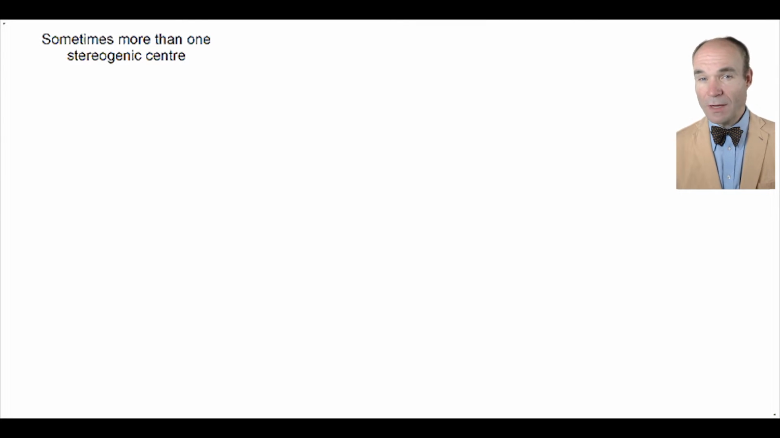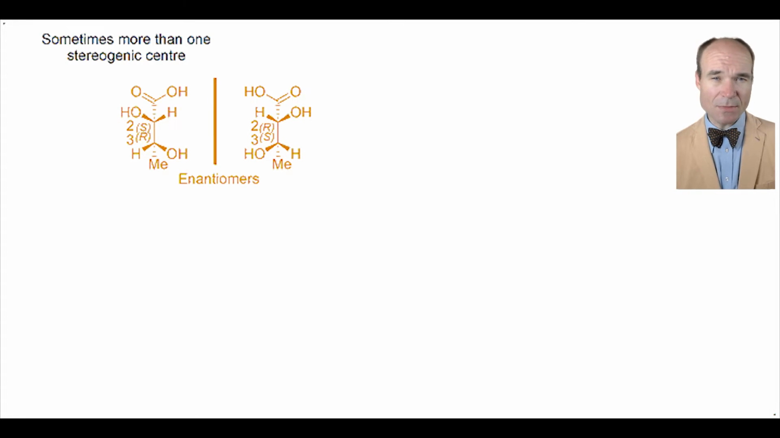What happens when there are more than one stereogenic center? Well, enantiomers are mirror images of each other, and you can still have mirror images of molecules with, for example, two stereogenic centers or even more. Clearly, these two molecules are mirror images of each other, thus they are enantiomers.